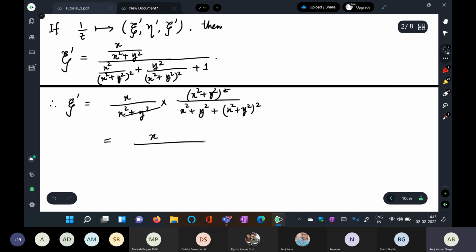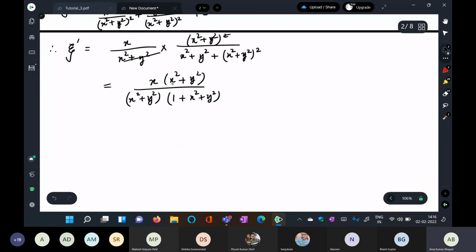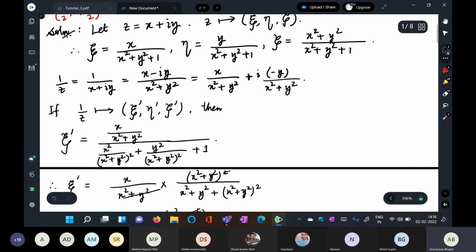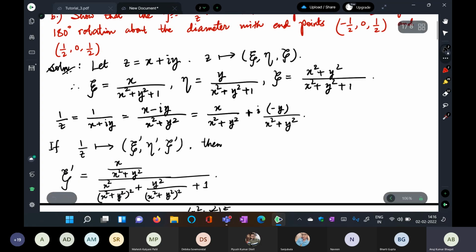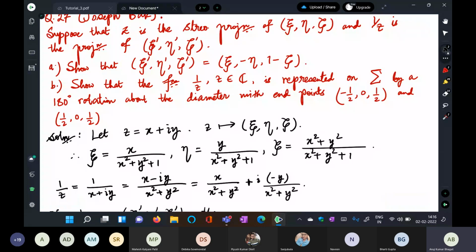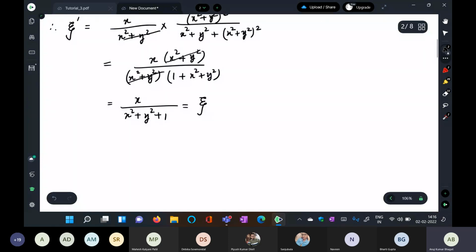So this is x over, again, there is one more thing remaining, x square plus y square, and this is x square plus y square. If you take common, this will be 1 plus x square plus y square. So again, this thing will get cancelled. This is nothing but x by x square plus y square plus 1, and this was nothing but this. You see, right, x by x square plus y square plus 1. So I prove this part, that xi prime is actually xi. Similarly, if you compute for eta prime and zeta prime, you'll get the resulting things. I hope the rest is up to you.